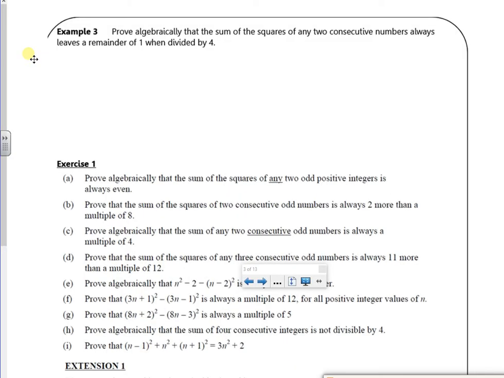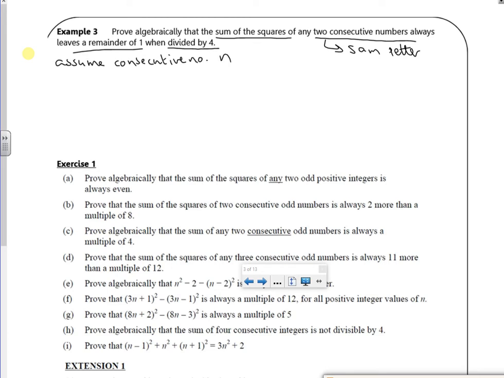Right, so it says, prove algebraically that the sum of squares of any two consecutive numbers leaves a remainder of one when divided by four. Right, so how do we do that then? Consecutive numbers have to be the same letter. So if we assume consecutive numbers are n and n plus 1.